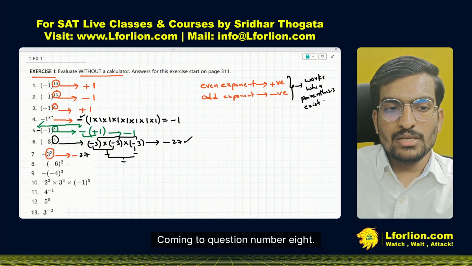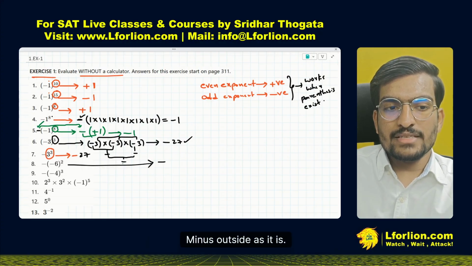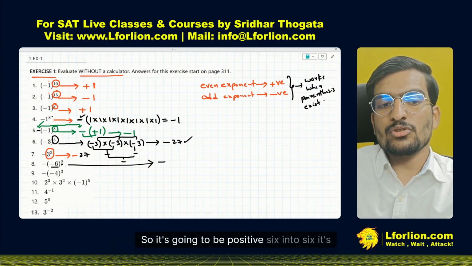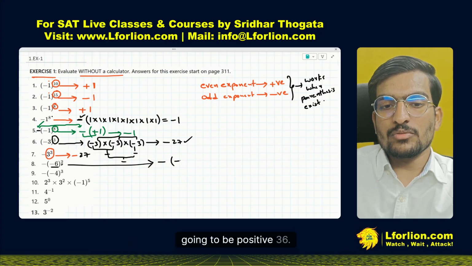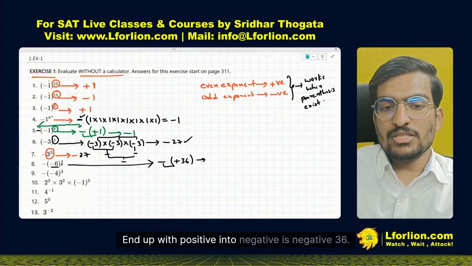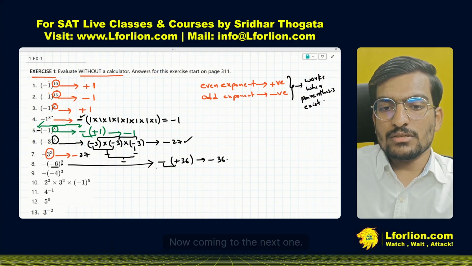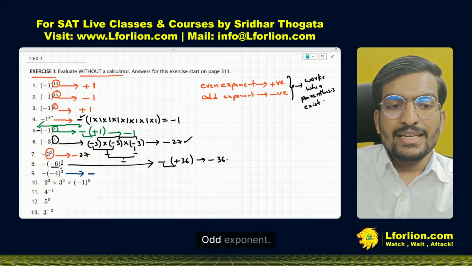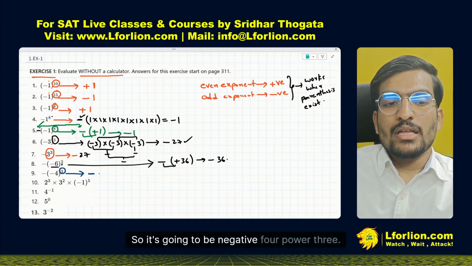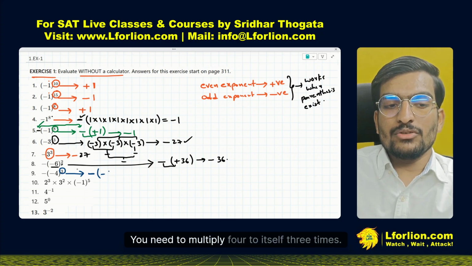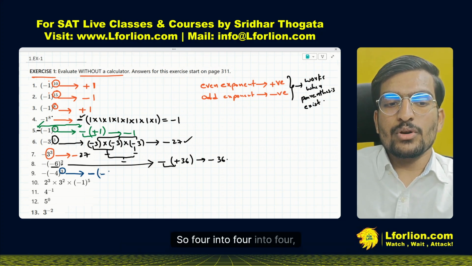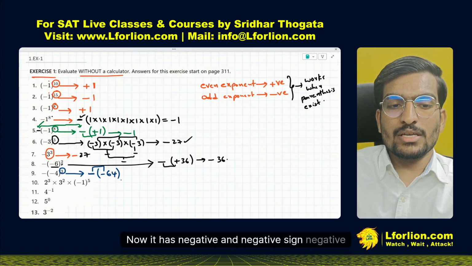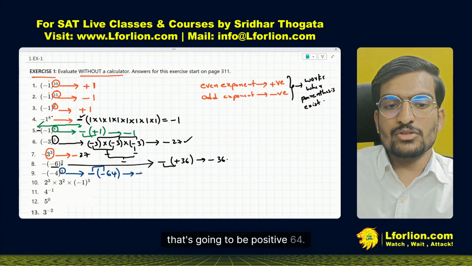Coming to question number 8. Minus outside as it is. So here again the parenthesis is there, square is there, even exponent, so it's going to be positive 6 into 6, positive 36, and then positive into negative is negative 36. Now coming to the next one, negative again outside as it is, odd exponent, so it's going to be negative 4 power 3. You need to multiply 4 by itself 3 times. So 4 into 4 into 4, 4 4 16, 16 4 64. Now it has a negative sign, negative times negative, that's going to be positive 64.